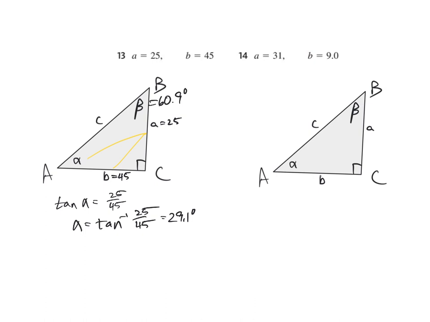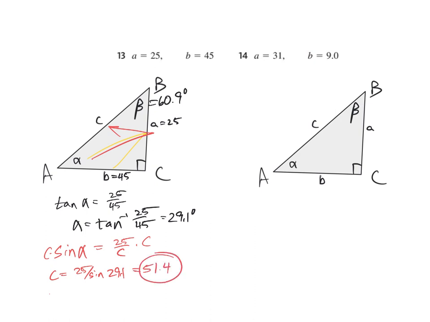Let's go ahead and do the opposite leg over the hypotenuse. Again, that's the sine of alpha is equal to 25 over C, and alpha, remember, is 29.1. So multiply by C, and we're going to get 25 divided by the sine of 29.1. So 25 divided by sine of that is equal to 51.4. So there's all your values we were supposed to be getting.